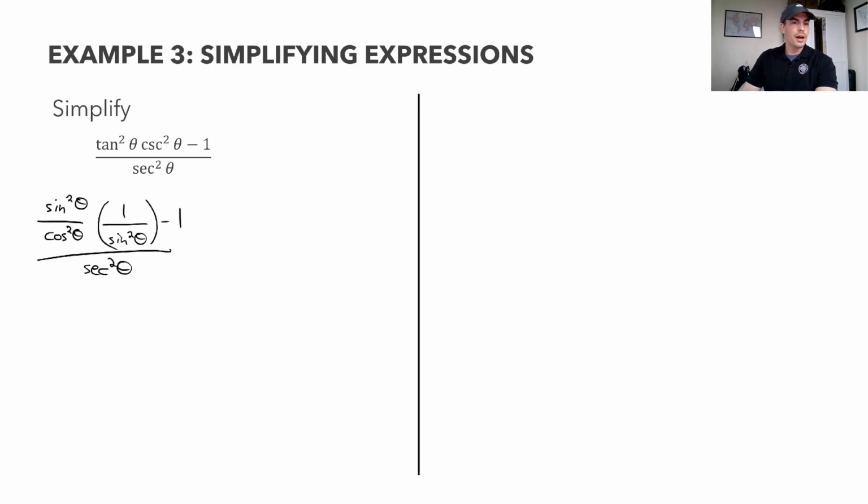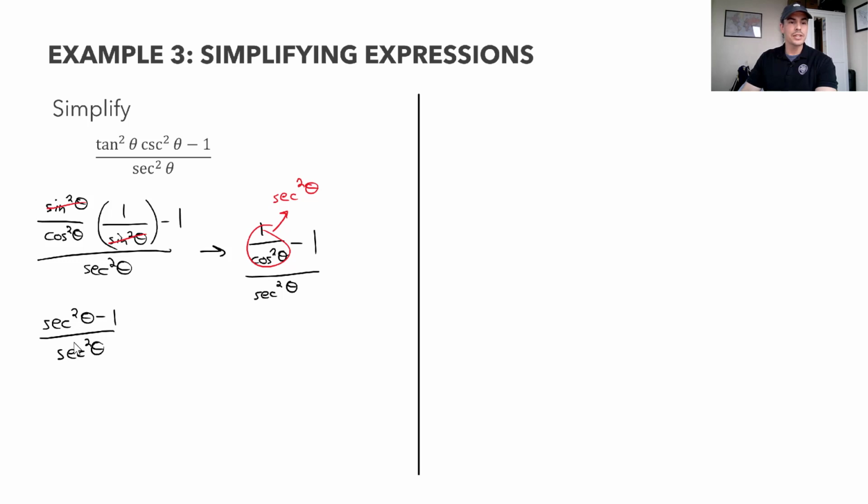So if I put tangent squared theta and cosecant squared theta in terms of sine and cosine, we can see that we have some sines that cancel out. And now I have 1 over cosine squared minus 1. Well, I'm not going to change secant squared into anything cosine related because I know that this right here is actually secant squared, right? So let's rewrite that as secant squared theta minus 1 over secant squared theta.